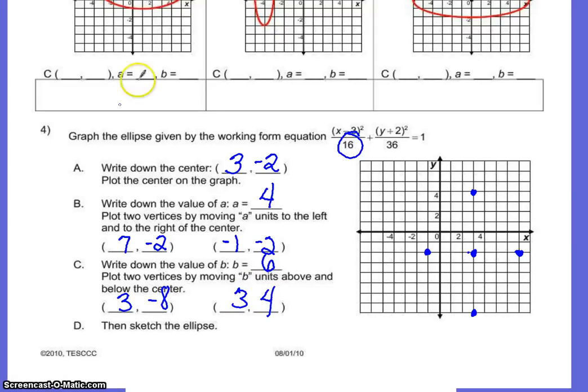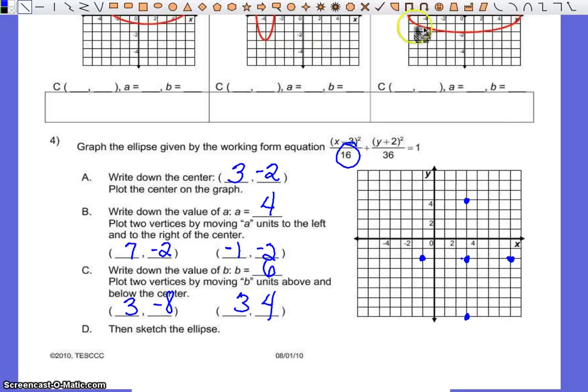And then make sure you connect those. Now yours may not quite look like mine, but make sure you connect those dots circularly, so you should have something that resembles this shape right here. Okay, now let's go to the next page.